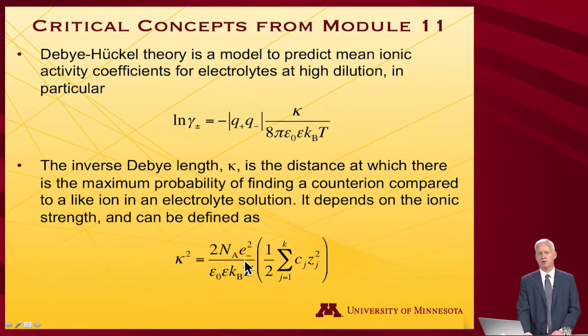number, the charge on the electron, the permittivity of free space, the dielectric constant of the solvent, Boltzmann's constant, the temperature one is working at, the concentration of individual ions, this is a sum over ions, and the magnitude of the charges on those ions, 1, 2, 3, 4, what have you.